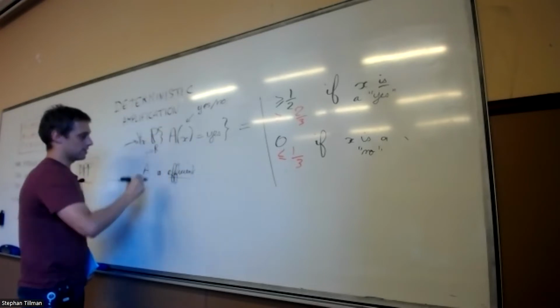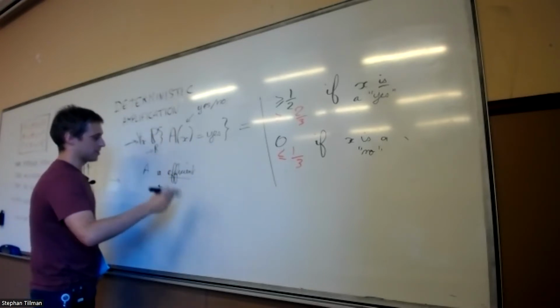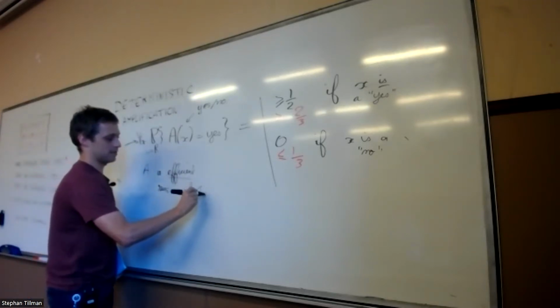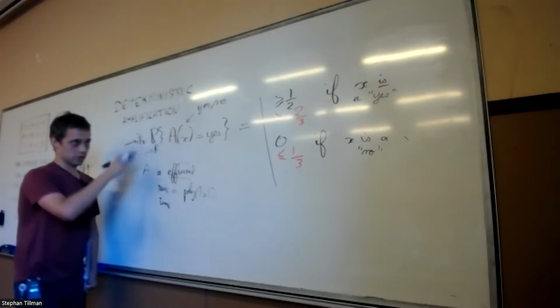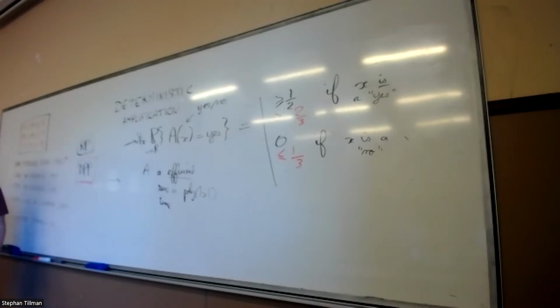Meaning it runs in polynomial time in the polynomial size of the input. So once you have that, you have defined those two classes of decision problems.